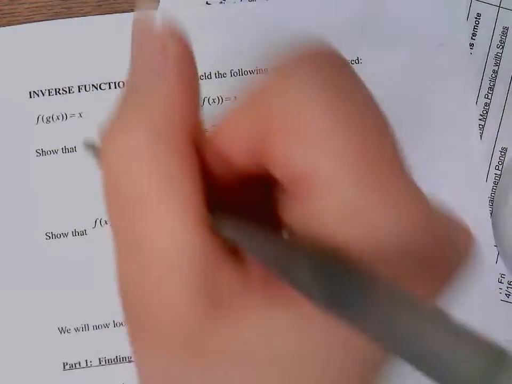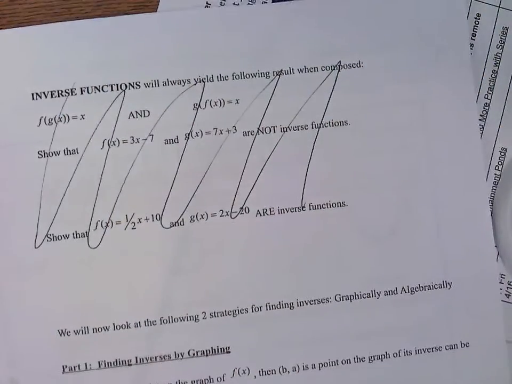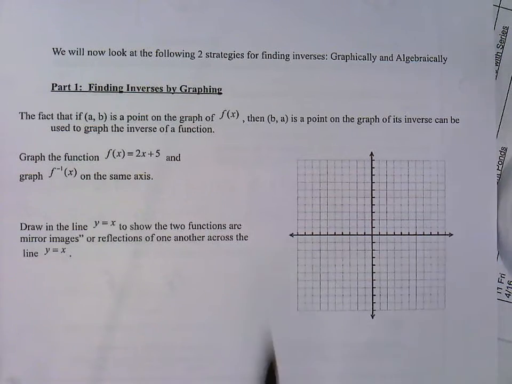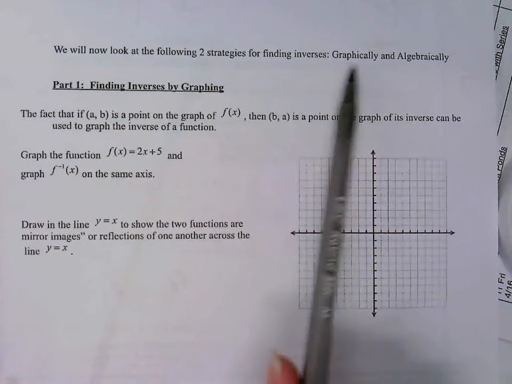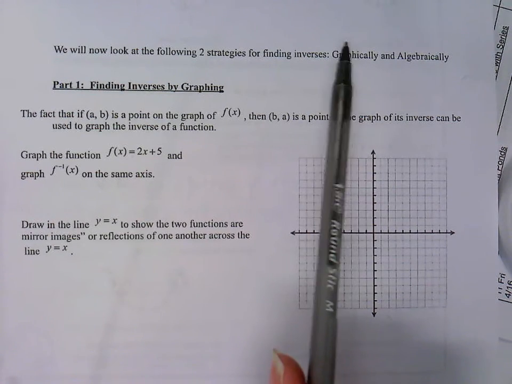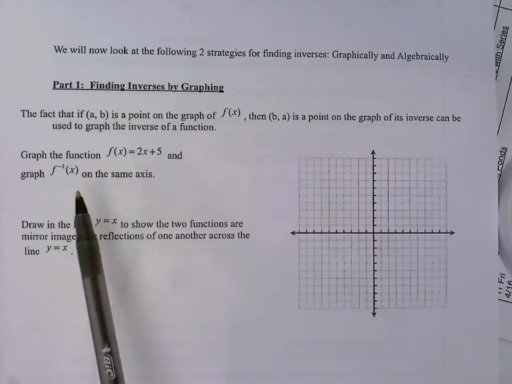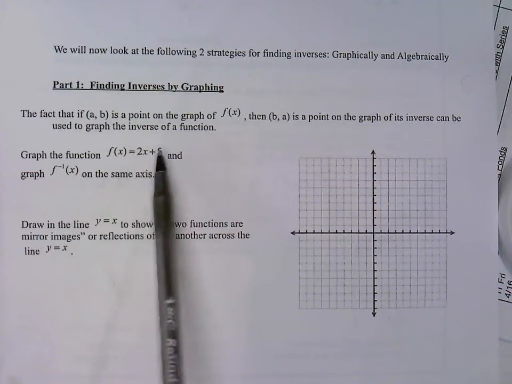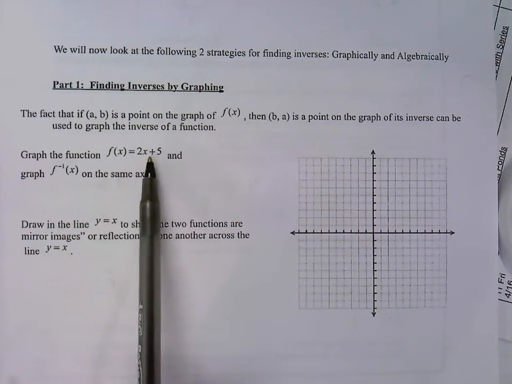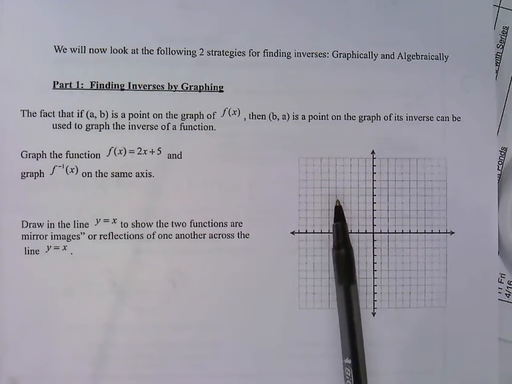I'm going to skip this part about composition because I skipped 3. All right. Here's what I want to do. I want to find an inverse graphically and algebraically because that's what I need to be able to do for exponents and logs. So we're going to graph the line 2x plus 5. That should be easy, right? A linear function. Let's graph a linear function and its inverse.